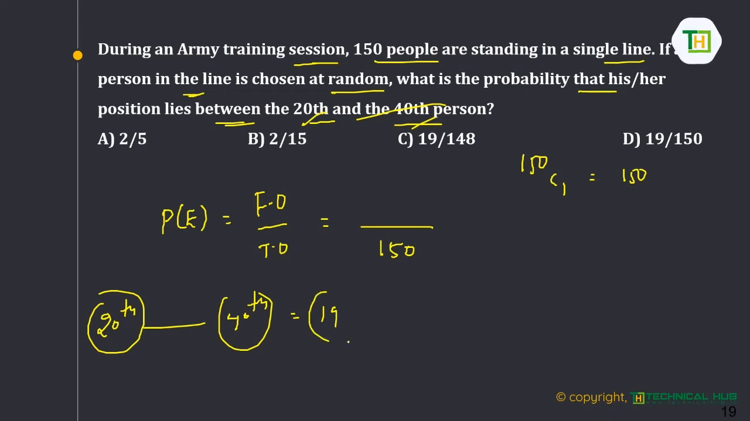Out of these, I have to choose only one, which means how many ways are possible? 19 C1 only. So 19 C1 is nothing but 19 only. So 19 by 150. The answer for this question is option D. So that's it.